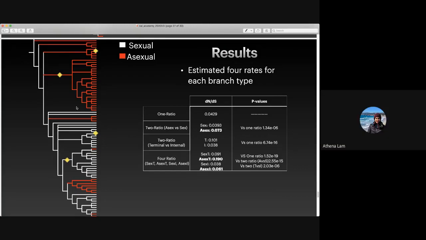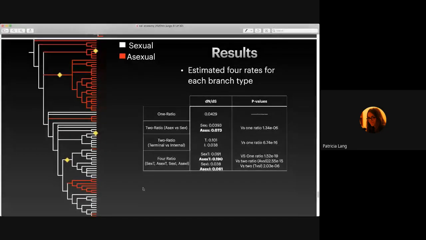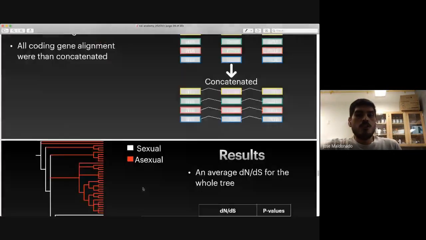Okay, next, Patricia has a question. I was wondering, you said you developed a novel method to get only the mitochondrial genomes. Could you elaborate on that?